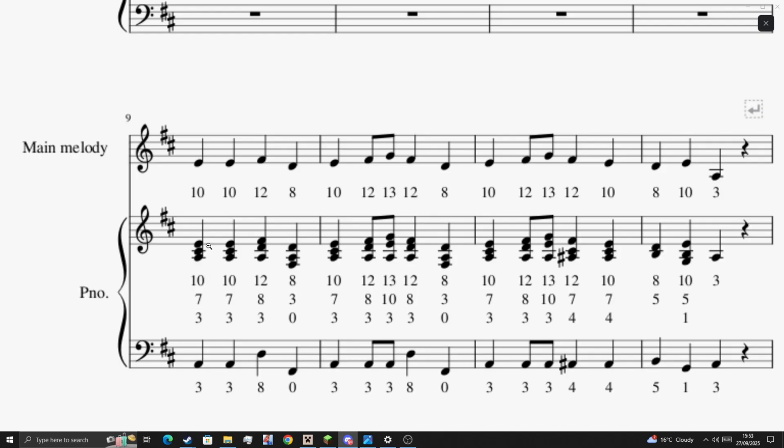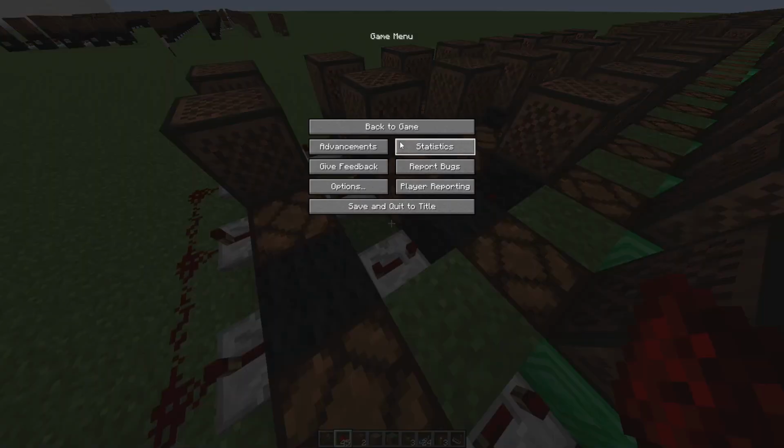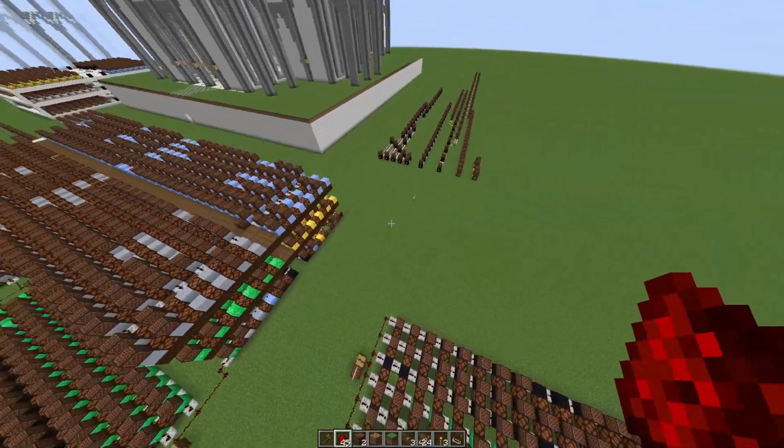So what we've got here is piano. This is obviously the bass. And we've got that there. So yeah, I've actually not included the bass line on this one. I've just taken the 3 notes of the main melody here. As far as I'm aware, should we double check? Let's go and look in game and see what I did.